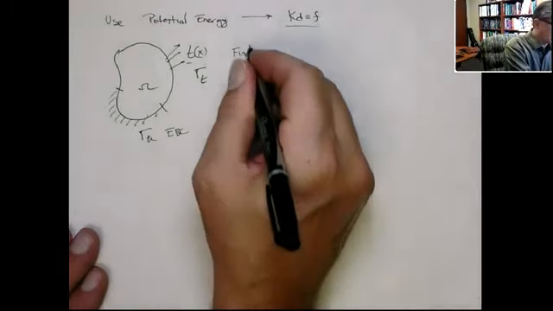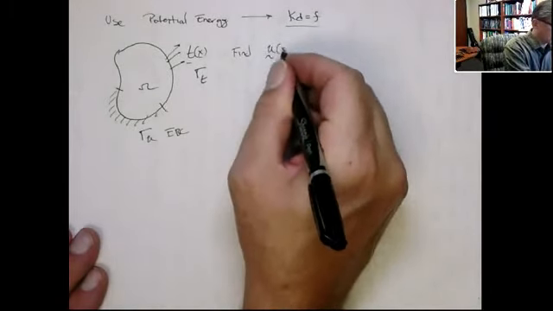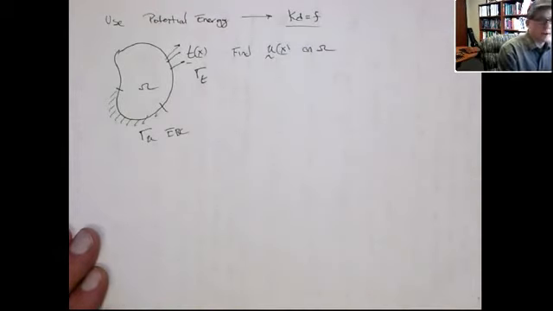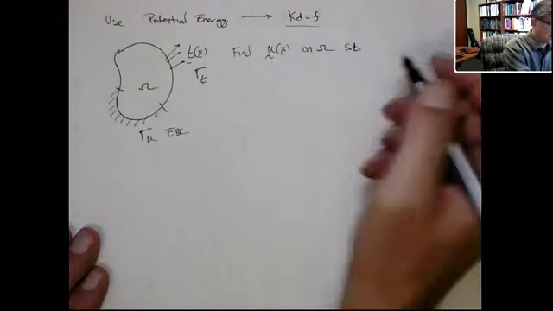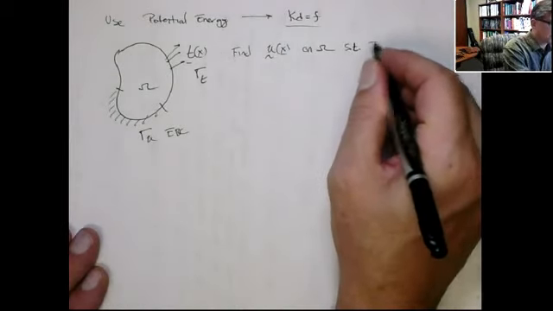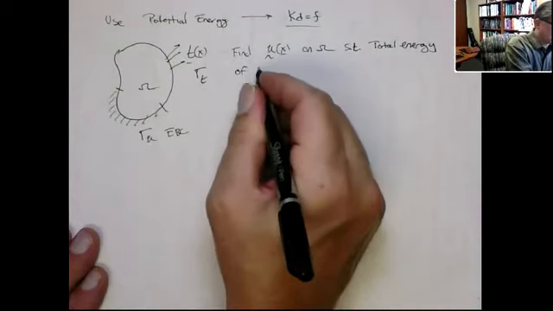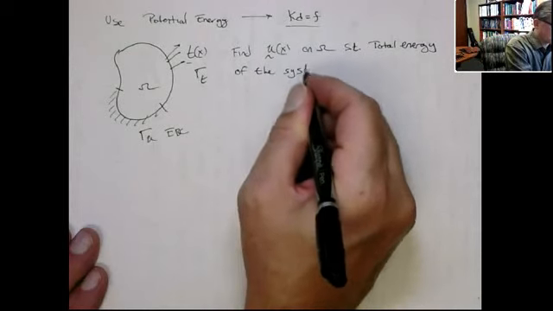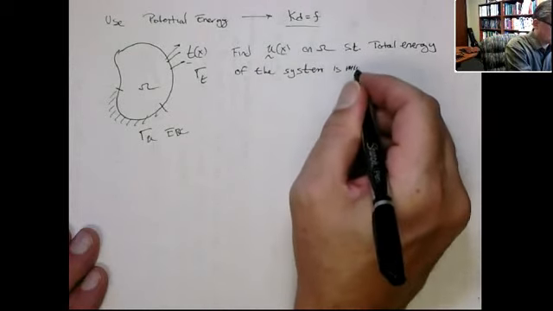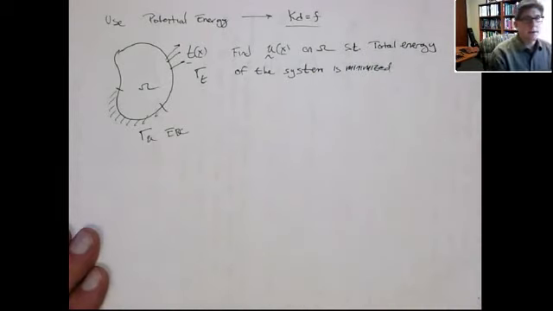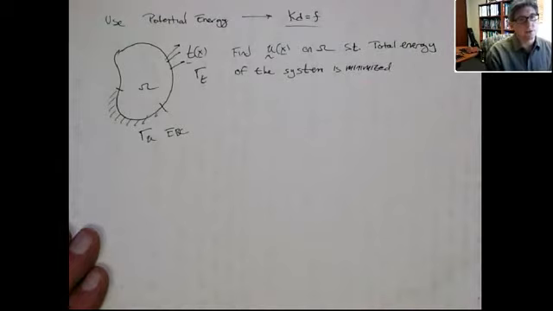So we want to find the displacement field on this domain omega such that the total energy of the system is minimized. What I mean by that is, well, it kind of makes sense. I mean, there's an infinite number of solutions. You can pick different displacements, but the one that minimizes the total energy is the solution, okay? This is sort of a principle of least action, if you will.